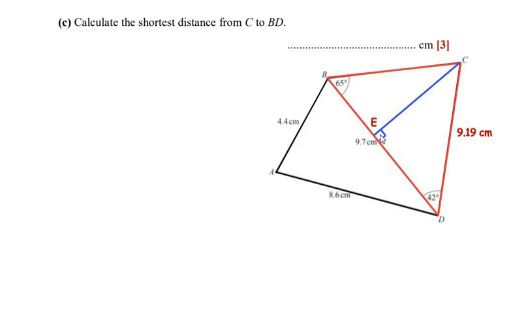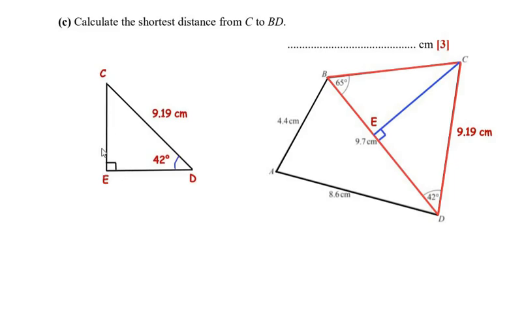So let me redraw this triangle over here for easy reference. So this is the right angle triangle CED, right angled at point E, and the length of CD is with us as 9.19, and the angle D is given to us as 42 degrees. And we are supposed to find out the perpendicular distance, that is CE.